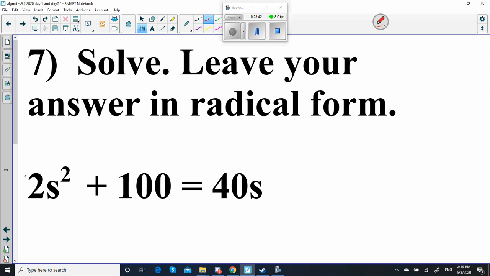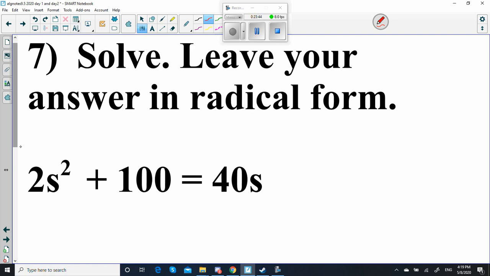Oh, this is the last one, number 7. Okay, so first of all, not in standard form. Second of all, notice the directions are different. It says solve and leave your answer in radical form. Okay, there's no decimals here. So this is why we did 9.1 where we did, right here. Okay, so let's give this a try.